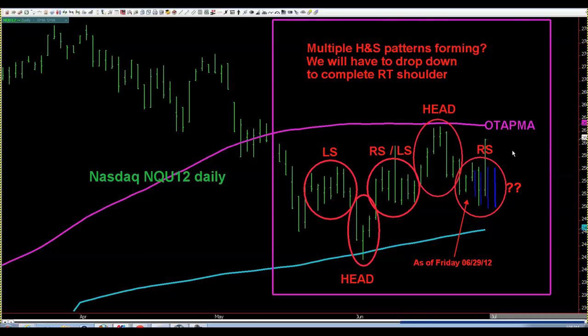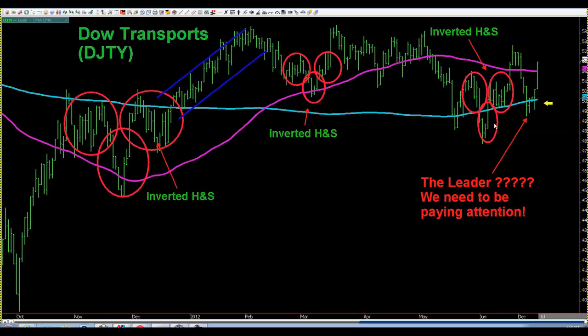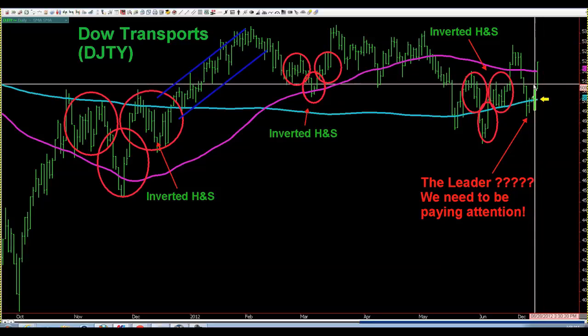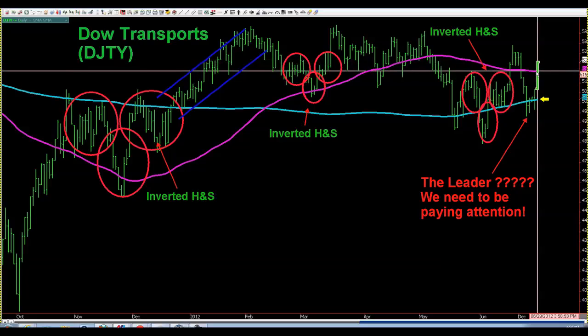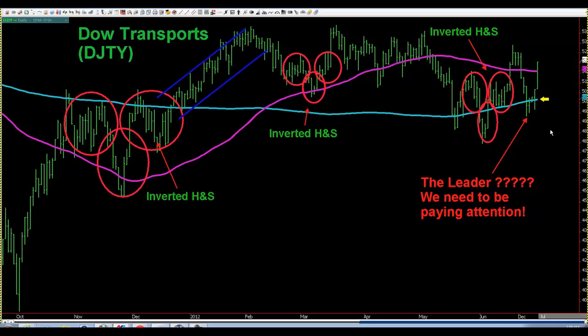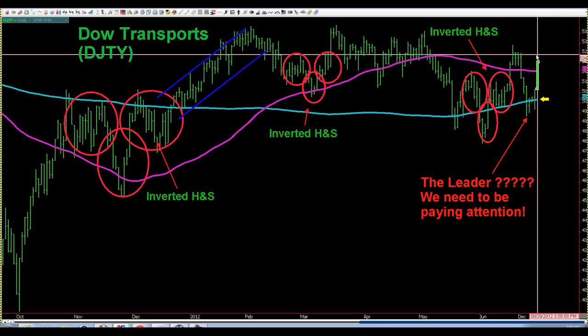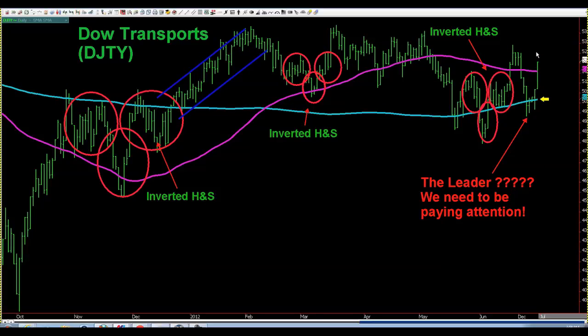Let's look at another chart. Traders, the Dow Jones Transportation Average. Yesterday, we did hold the 200. Today, the leader said, I am blasting off above the OTAPMA, and I'm going to keep on going. So the leader, certainly once it kicked in this morning and opened up, it certainly did pull the markets and show us that we will go higher today.